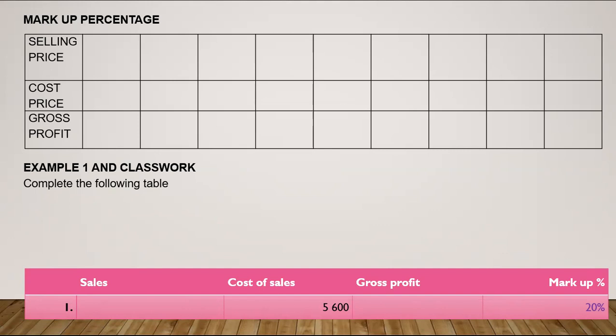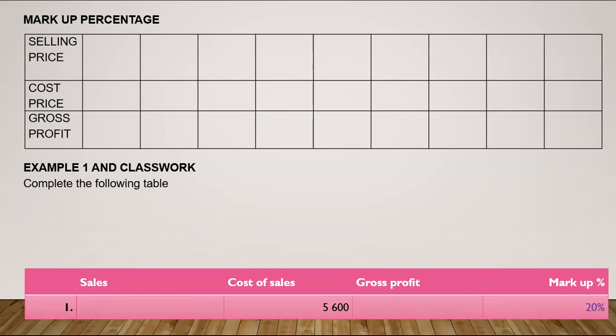Let us do the calculation of sales, cost of sales, or gross profit when you are either given cost of sales, gross profit, or sales, and the markup. Now, when you start calculating any of these three, you will be given one of them.